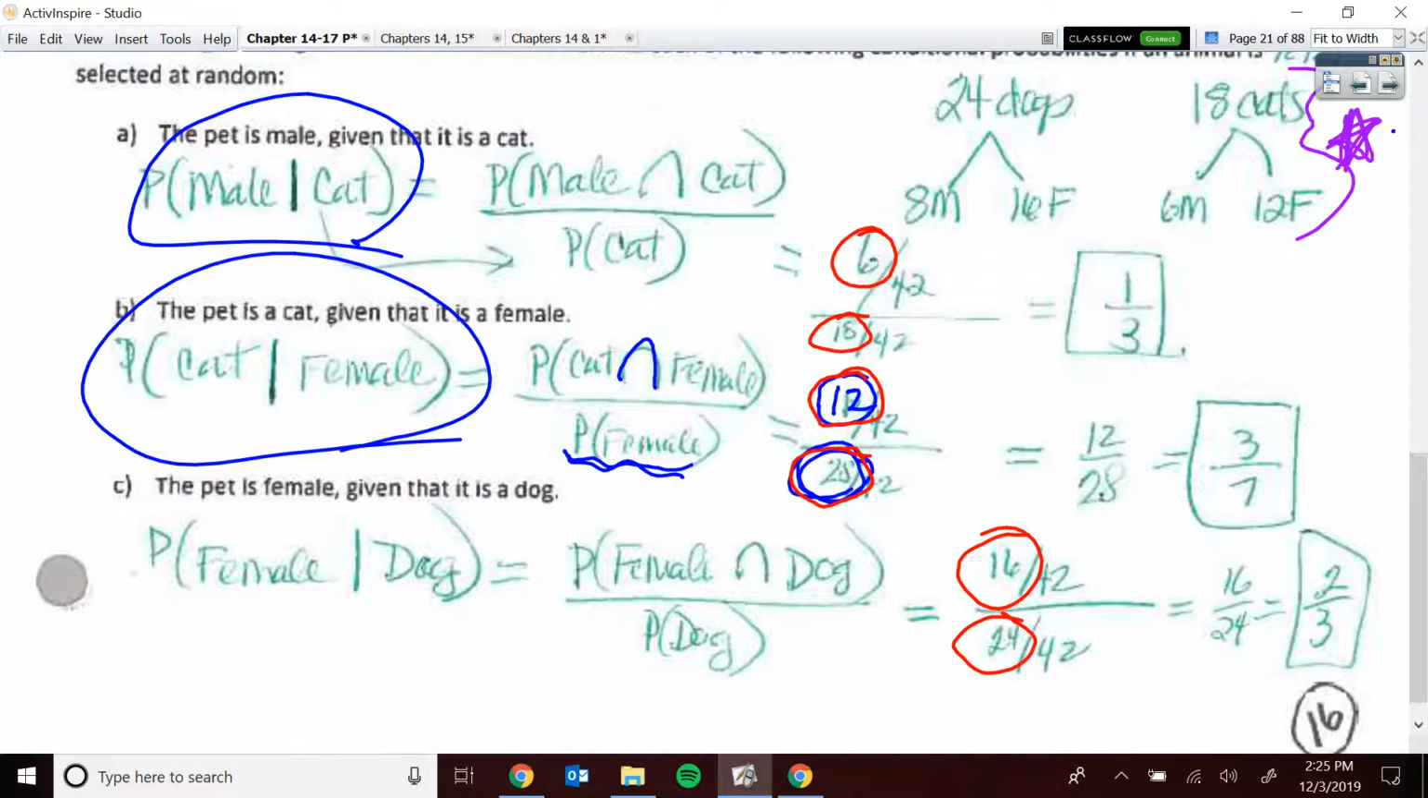like A, out of all the cats, well, that's a total of 18 cats, 6 were the female cats. Okay, and then out of all the females, there were 28 females total, 12 were the female cats. And then out of the 24 dogs, there were 16 of them that were female. And so then we got how that came about. All right. Questions on that? So table, 2 categorical variables. Do a table. That makes it easy.